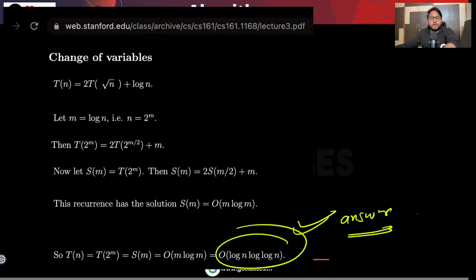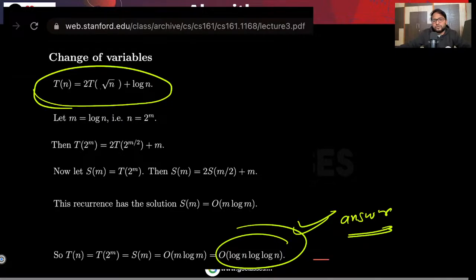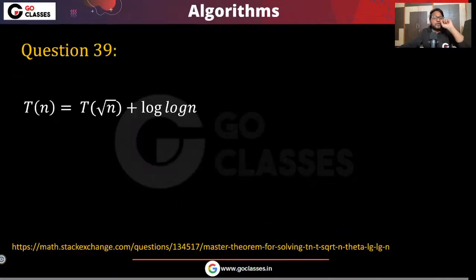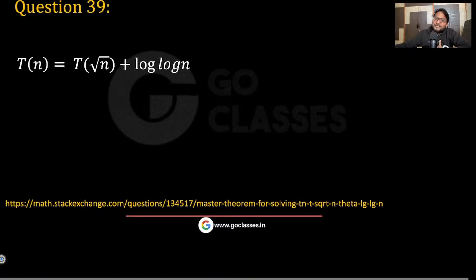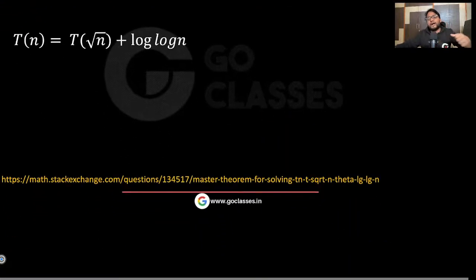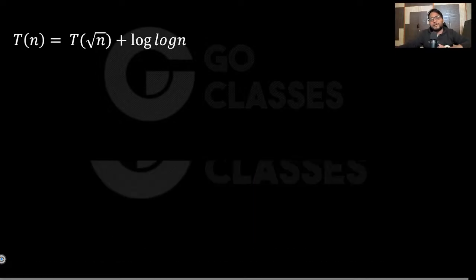Someone is asking how do we know that we need to apply this method? You can see the complex form, like square root or something. These things are not suitable for either the Master's theorem or the substitution method. The substitution method will go very ugly. That's how you know whether you need to apply this or not. Ultimately we are applying the Master's theorem only, but on the neat and clean form.